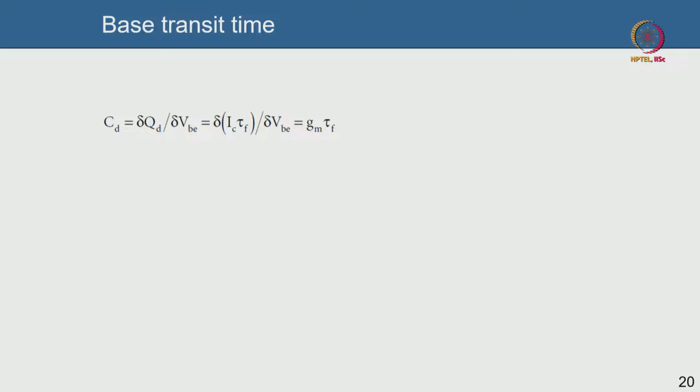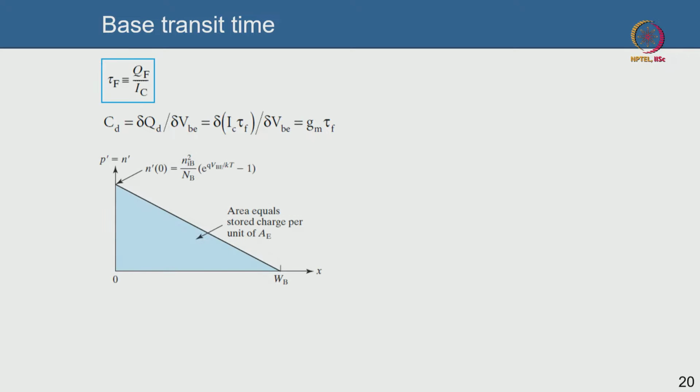The next thing we talk about is base transit time. What is the base transit time? It's a part of the total delay that the device will have. When the electron goes from emitter to collector, there's a certain time it takes. Base transit time is one of those components of delay. So base transit time basically means how much time the electron takes to travel across the base.